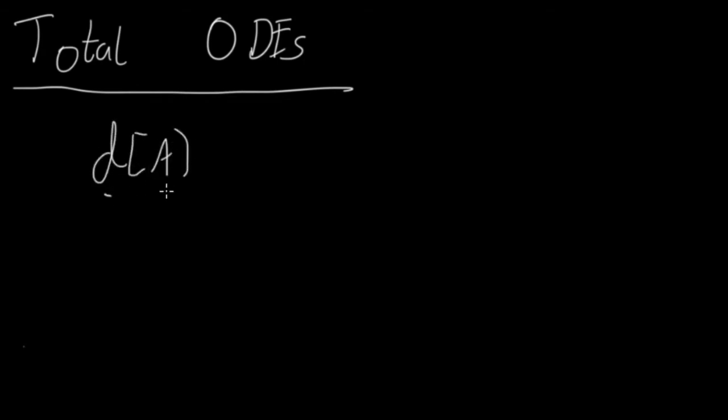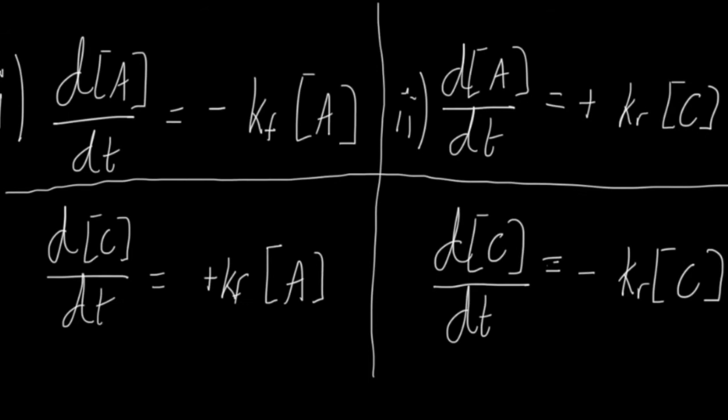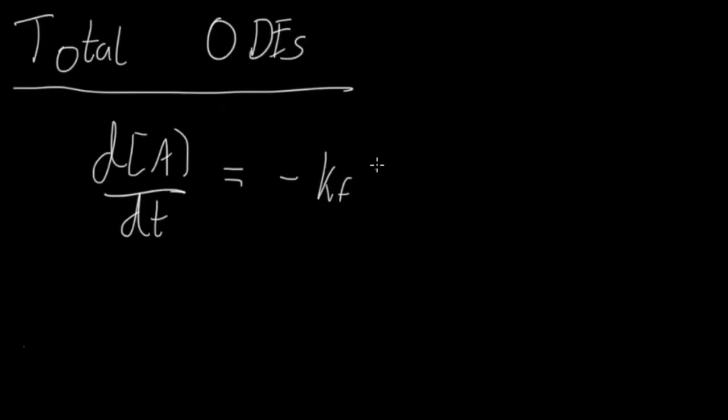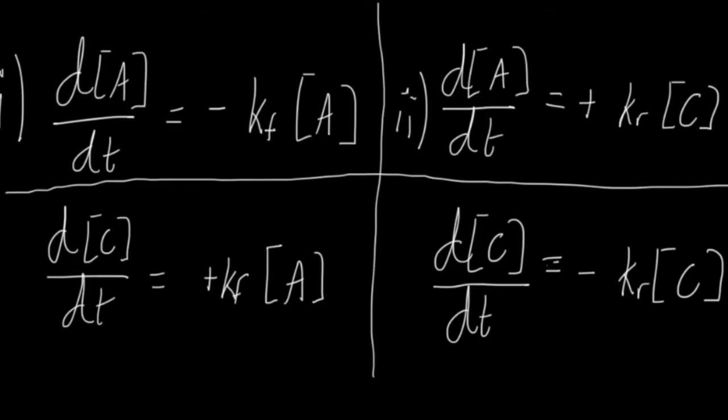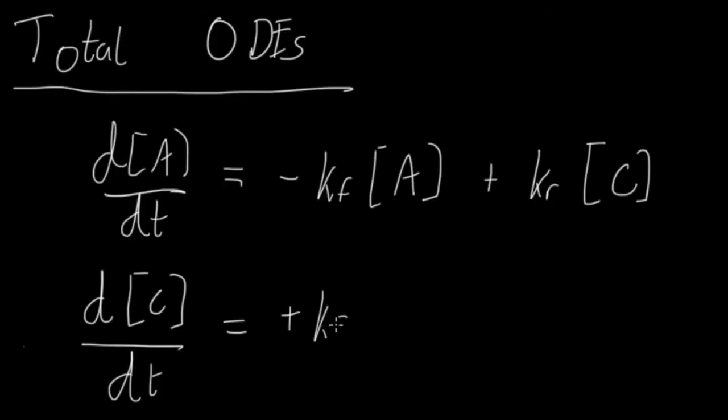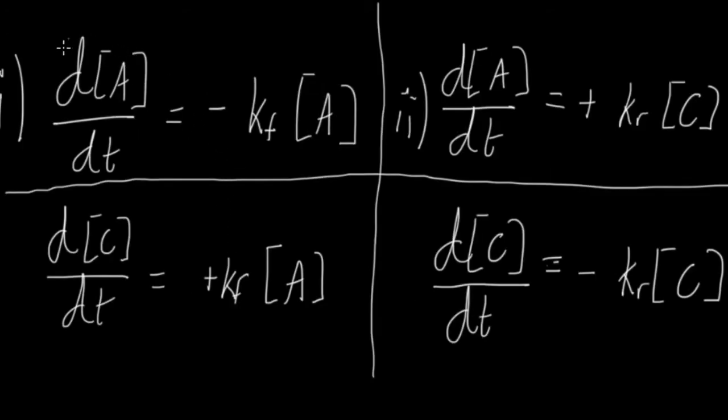dA by dt equals, so we have minus k forward times A plus k reverse times C, and for the concentration of C rate equation, ODE, we have plus KFA minus KRC. So again, just to reiterate, this equation is only for the forward reaction, and this is only for the reverse, so the combined is the total ODE for A.